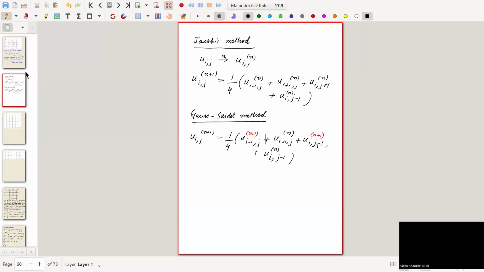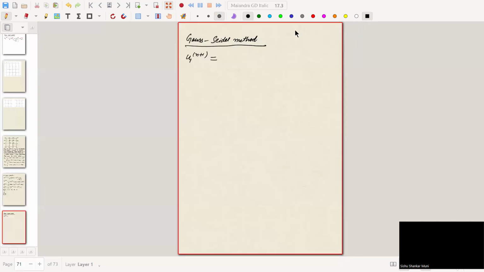Agree? U i minus 1, j is your leftmost point where you are at. Then U i, j plus 1 is your top level where you are at. N plus 1 step, others are n step. How many are not clear? Does it make sense by looking at the grid?